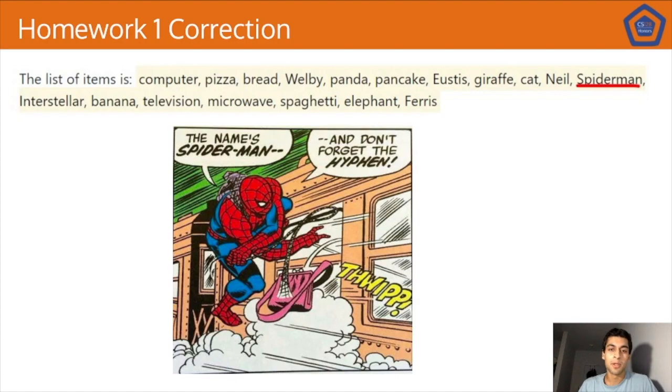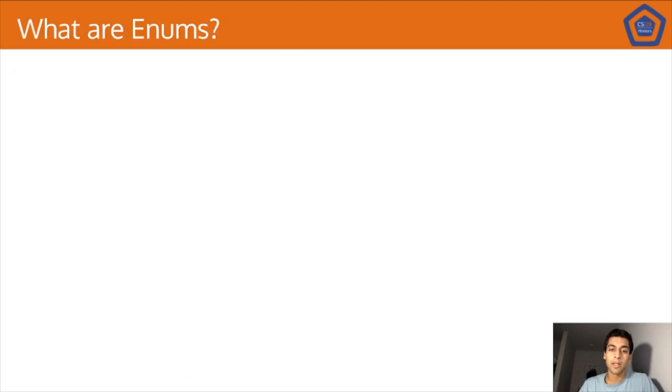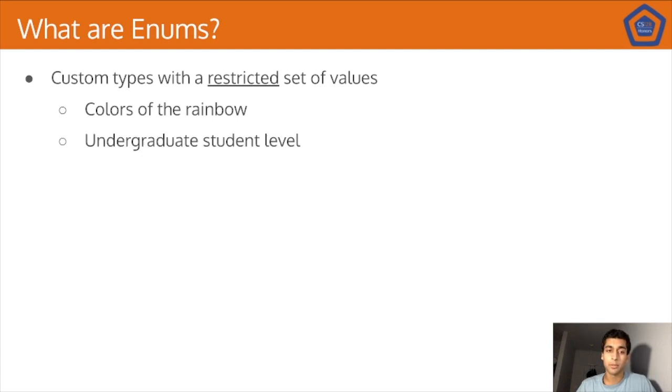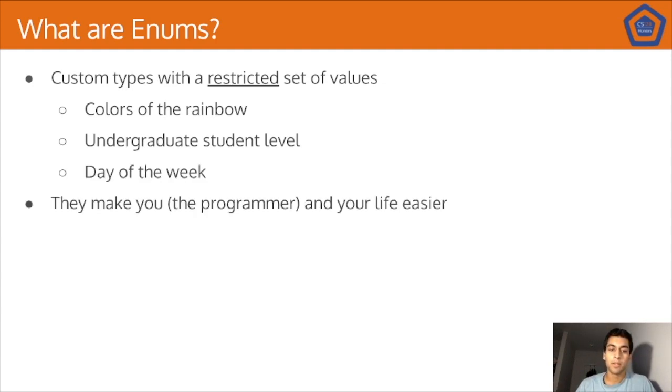So what are enums? Enums are custom types with a restricted set of values. This can be like the colors of the rainbow, an undergraduate student level, so freshman, sophomore, junior, senior, or the day of the week, Monday, Tuesday, Wednesday, so on and so forth. They make your life as a programmer much, much easier.